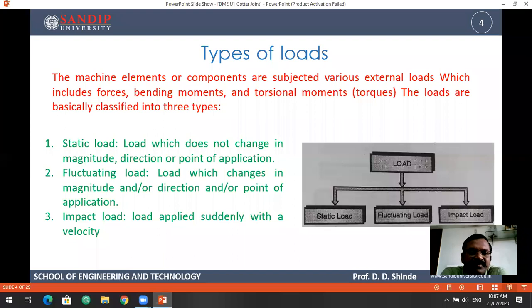Then second, we have fluctuating load: load which changes in magnitude and or direction and or point of application. So if any one of these parameters, magnitude, direction, or point of application, varies, then it is called a fluctuating load. And impact load means the load which is suddenly applied with some velocity, like a hammer blow. When you give a blow with a hammer, that type of load is called an impact load.